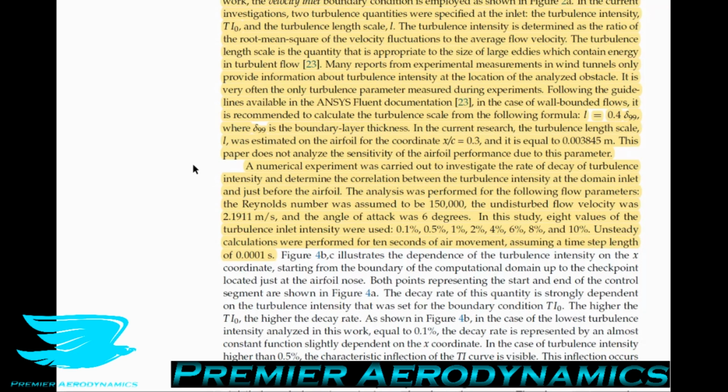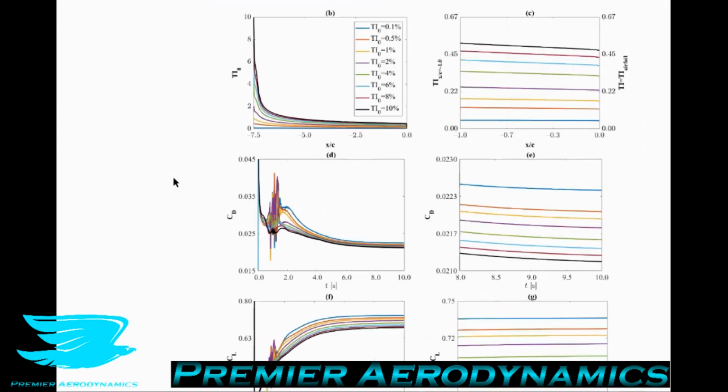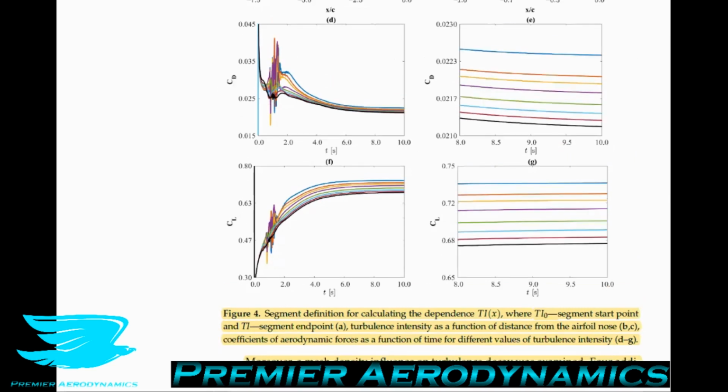In this study, 8 values of the turbulence intensity level were used: 0.1%, 0.5%, 1%, 2%, 4%, 6%, 8%, and 10%. Unsteady calculations were performed for 10 seconds of air movement, assuming a time step length of 0.0001 seconds. So let's talk about the results now in figure 4.